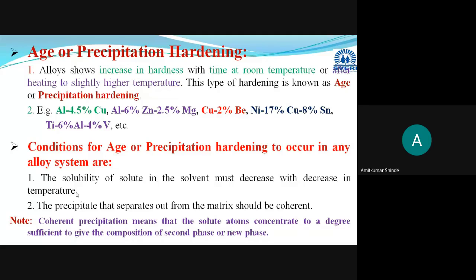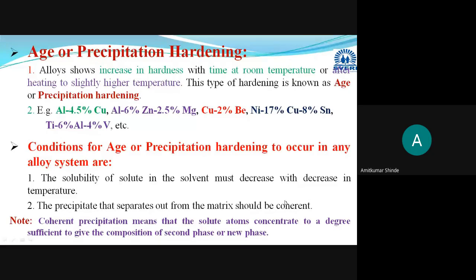But to show that, it must satisfy the second condition, and that second condition is that the precipitate that separates out from the matrix should be coherent. It precipitates, some particles will get separated during this process, or new phases will be formed. Whichever precipitates are coming out should be coherent.